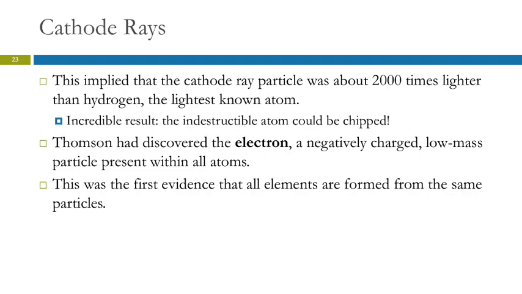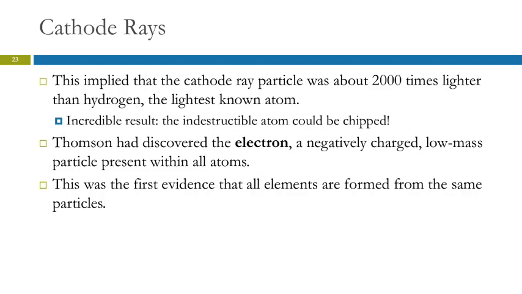smallest known atom. And this is a bit mind-blowing because they thought atoms were the smallest particles there were. And hydrogen's the smallest atom, and so nothing could be smaller than hydrogen. And yet here is something smaller than hydrogen. The indestructible atom could be chipped away. You could chip electrons off of it. Craziness. He had discovered the electron.